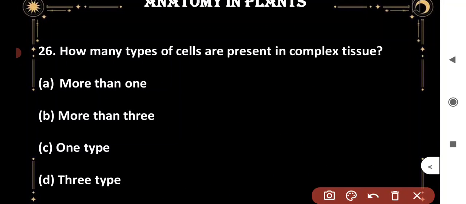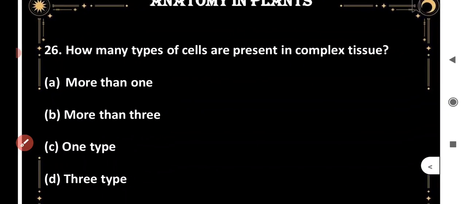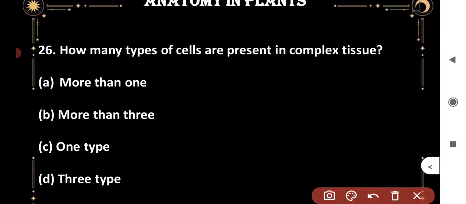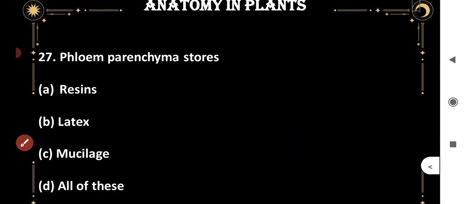Next, how many types of cells are present in complex tissue? In complex tissue, different types of cells are present. If at least more than one type is present, we can take it. That's the correct option: more than one type of cells, so it is complex tissue. Option A is correct. Let's go for the next question.